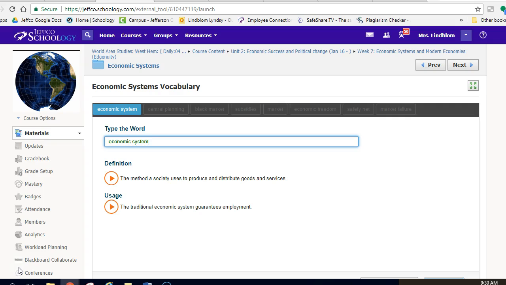system. Then you should be able to move on to, after you listen to the definition, method a society uses to produce and distribute goods and services. Economic system. The traditional economic system guarantees employment. So after that, you should be able to click on the next word and do the same thing for the next word. Alright, if you have any questions, let me know.